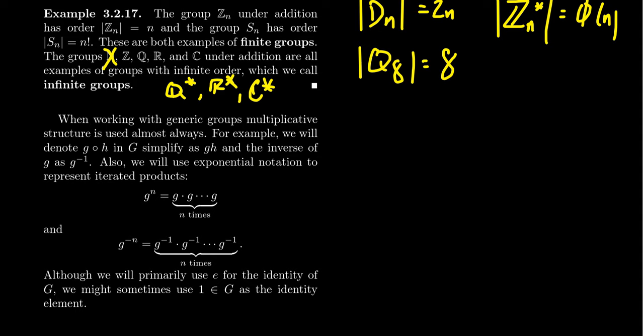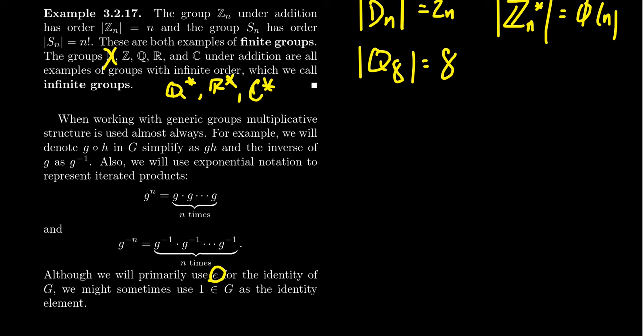If we write our group multiplicatively, then the inverse we typically write as g superscript negative 1, because that's how we write the inverse multiplicatively. This also leads to exponential notation. If you see something like g to the n, where n is some natural number, this just means g times g times g, n times. That makes sense for a positive integer. If you have a negative integer, this means you take the inverse, g inverse, g inverse, g inverse, n times.